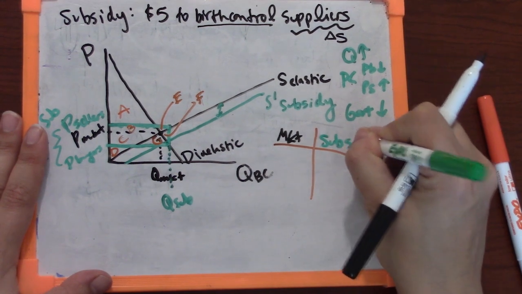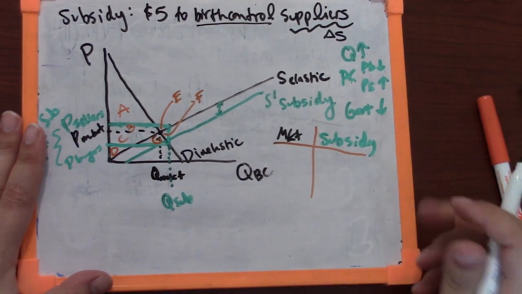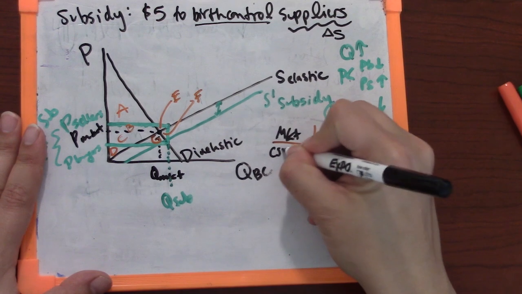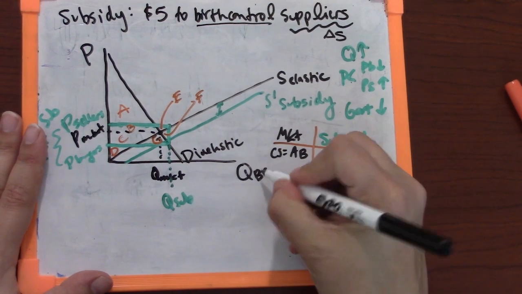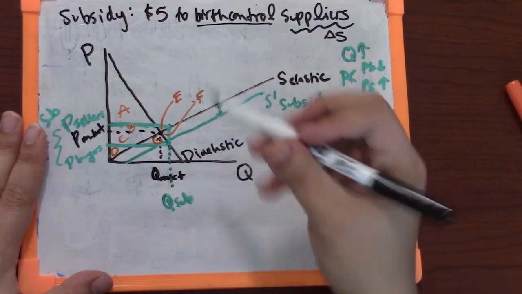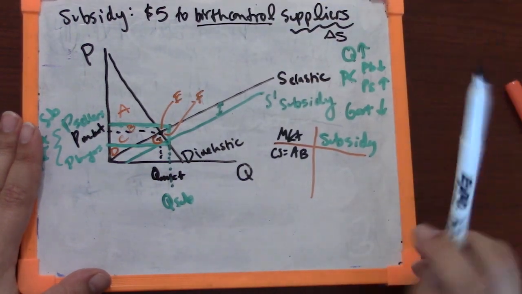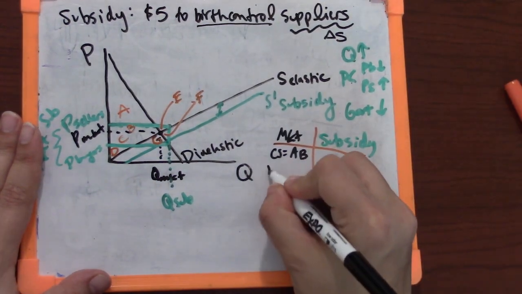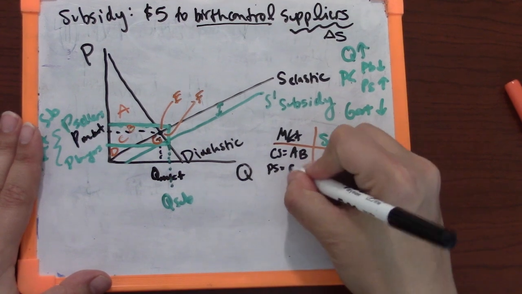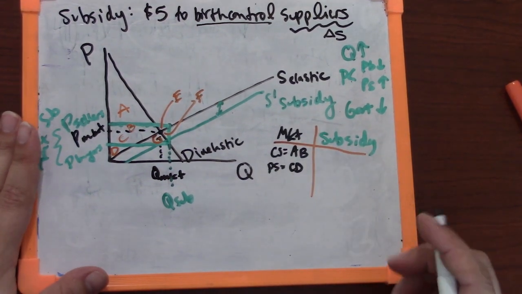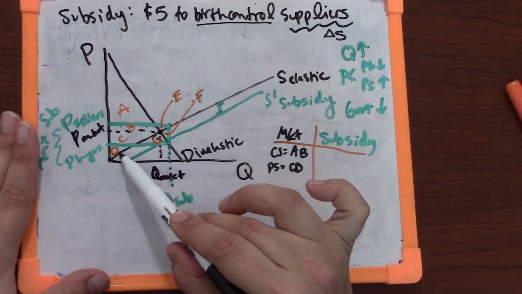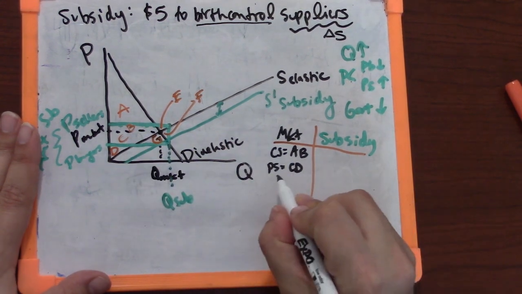So let's talk about what was happening before at the market equilibrium and what's happening after the subsidy is in place. At the market equilibrium, consumers were getting A and B. Those are all the people that really don't want to have a child, so they would pay $100 for birth control. Maybe they only have to pay $20. Producer surplus is C and D. These are all the birth control manufacturers that can make it for only $1 and get to sell it for $20.